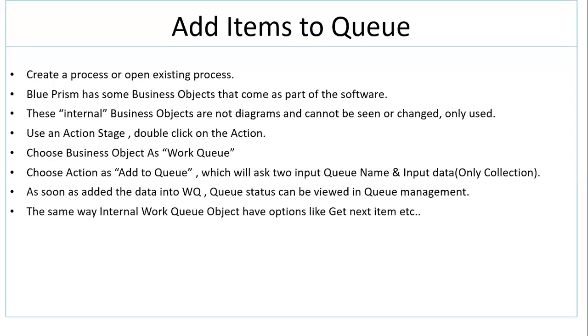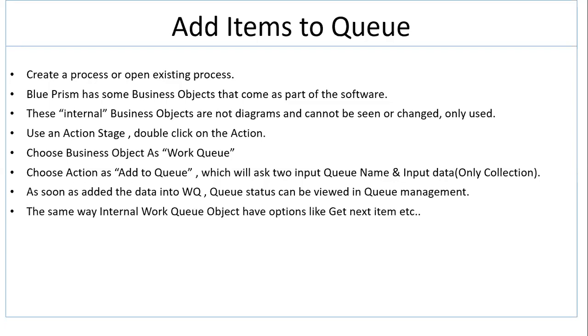use the queue concept. Blue Prism has some inbuilt business objects that come as part of the software, so you don't need to do anything to get queue objects into your Blue Prism environment. By default, as soon as you install the software, these inbuilt objects get loaded. These internal business objects are not diagrams and you cannot see or change them. They can only be referred to or used.